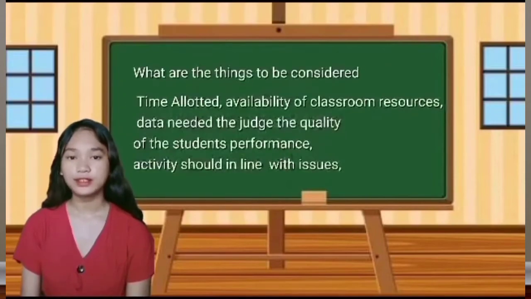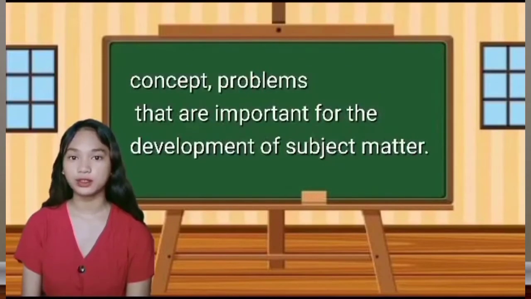Now, what are the things that need to be considered? Number 1 is the time allotted, the availability of classroom resources, the data needed to judge the quality of the student's performance. The activity should be in line with the issues, concepts, and problems that are important for the development of subject matter.